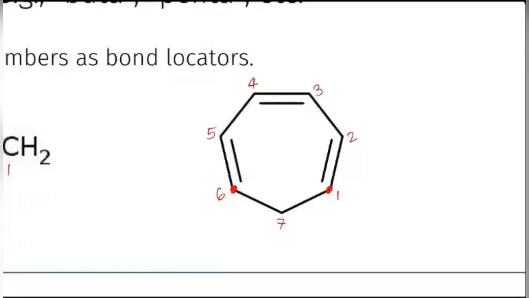What is the name of the ring? Since this is cyclic, we are expecting to have cyclo as prefix. So we will write cyclo. Then there are 7 carbons, that will be hepta, there's an a. And how many double bonds? There are three, so that will be tri, then ene. So cycloheptatriene is the name of the ring.